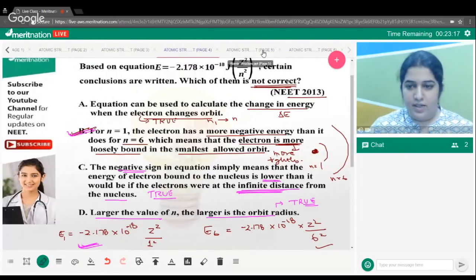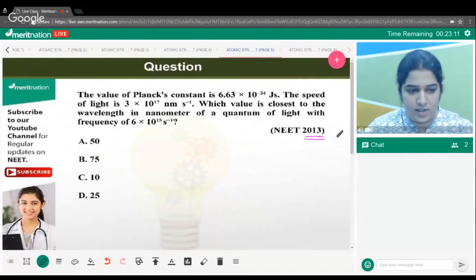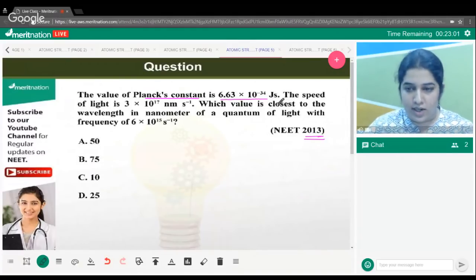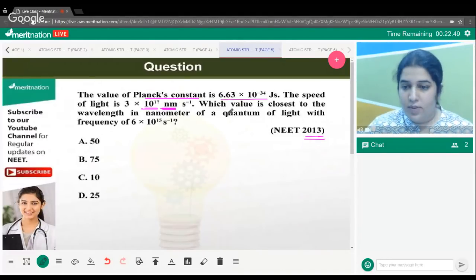Very nice. Let's move to the last question of today's session. This was again asked in 2013 and it's also a very easy question. You will tell me the answer now. The value of Planck's constant is 6.63 into 10 to the power minus 34 joules second. The speed of light again is given to us, but just pay attention, this is 10 to the power 17 in nanometers. Okay, this is in nanometers here.